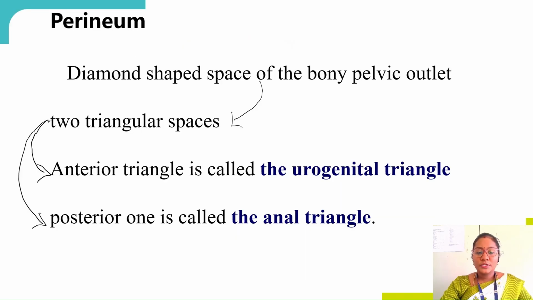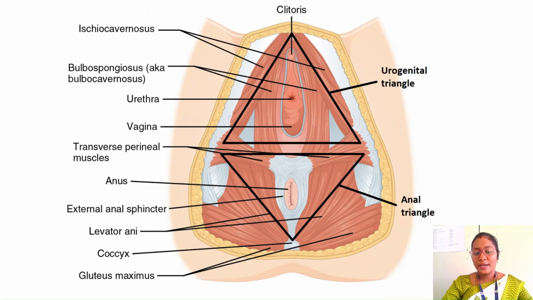Come to the shape of the perineum. It is the diamond shaped space of the bony pelvic outlet. There are two triangular spaces actually, one anterior and another posterior. The anterior triangle is also known as the urogenital triangle, because most of the parts come under the urogenital region, and the posterior part is the anal triangle. The anal part comes on the posterior region, that is why they are named the anterior triangle and posterior triangle.